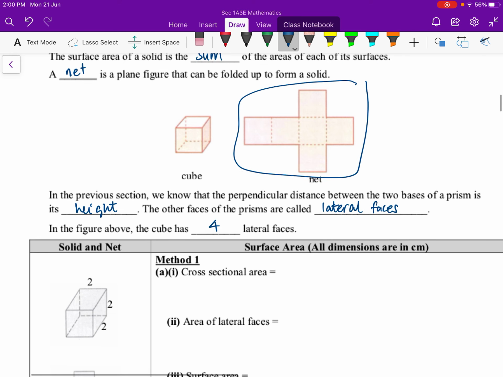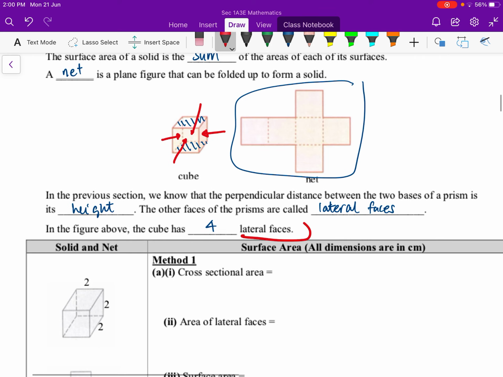So for example, if I were to shade the bottom and the top as our base area, otherwise known as our uniform cross-sectional area, we see that there are 4 more faces that are not shaded. There's 1 at the back, 1 on the right hand side, and at the front there are 4 lateral faces.